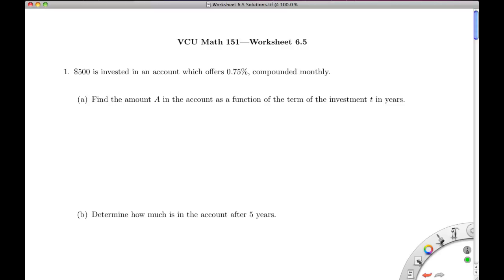Hey everyone, so these are the video solutions to Worksheet 6.5. We're going to be talking about applications of exponential and logarithmic functions in here. The first problem, number one, this is a fairly straightforward compounded interest problem.